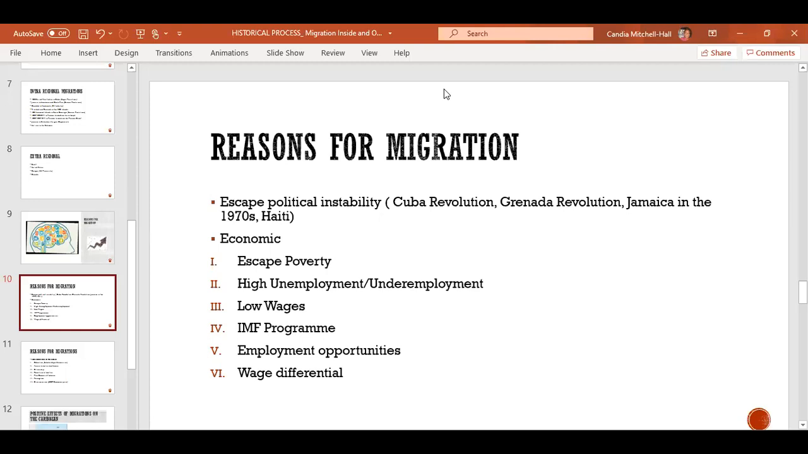Another reason why people migrate is because of the high unemployment and underemployment. High unemployment, there's no work. You have one more year. When you finish school next year, some of you are going to make some very rough, hard decisions. One, am I going to go to university or am I going to work?